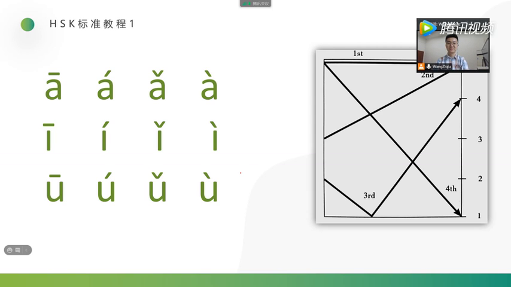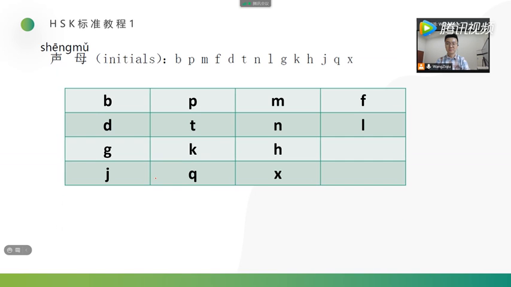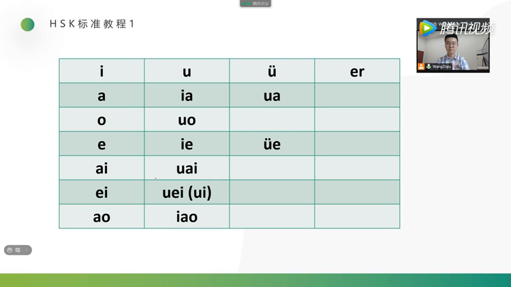Okay, now it's your turn. You can try to practice by yourself. Do you remember this table? These are finals we learned last class. Can you read them by yourself first? Okay, now let's read them one by one. Listen, you can try to read after me.